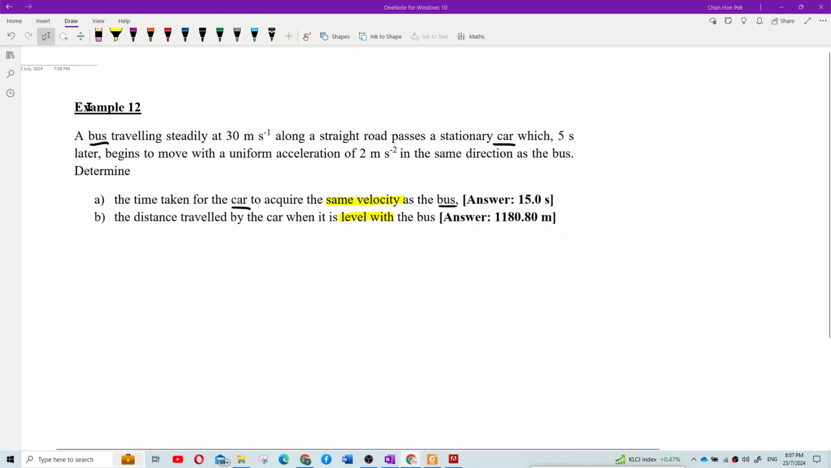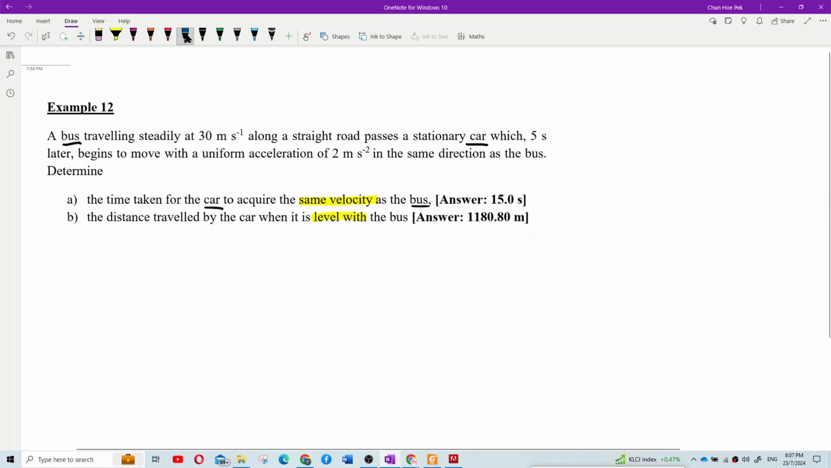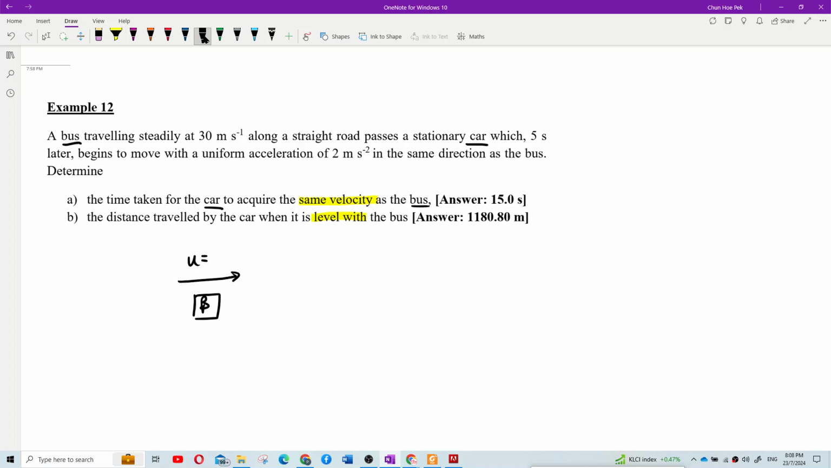So, example 12. This is the question found in the lecture note. So this bus, let us draw the picture. So here's the bus traveling with initial speed of 30 meters per second, passes a stationary car. So this is a car. The initial velocity is 0, because the car is not moving.